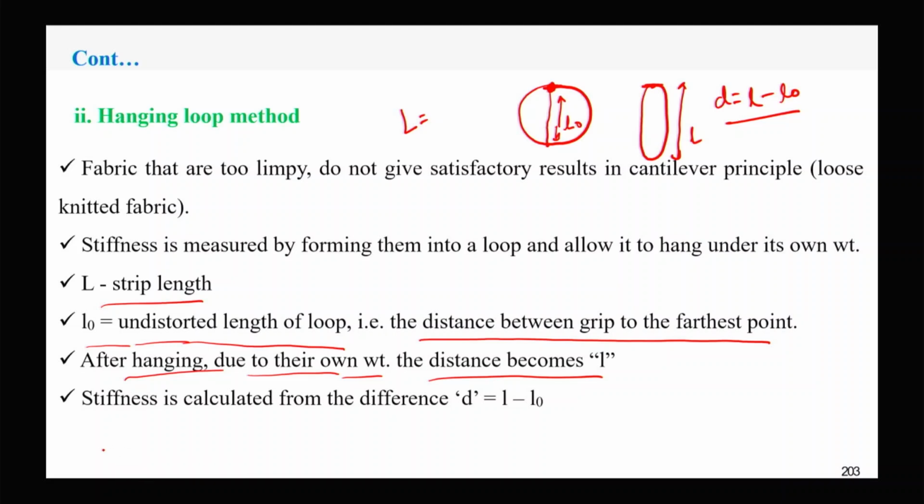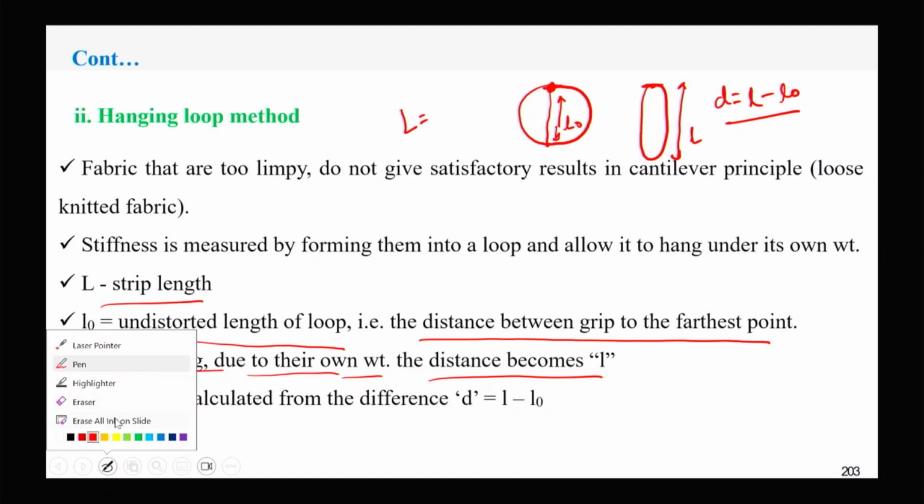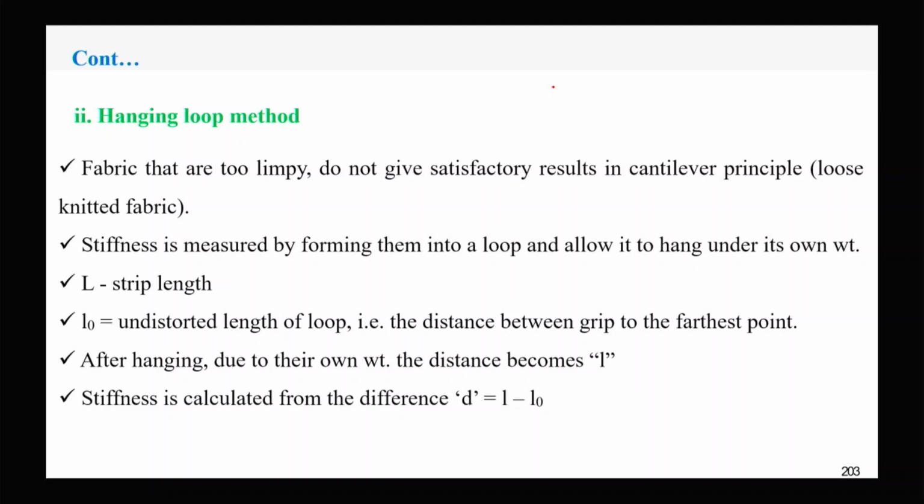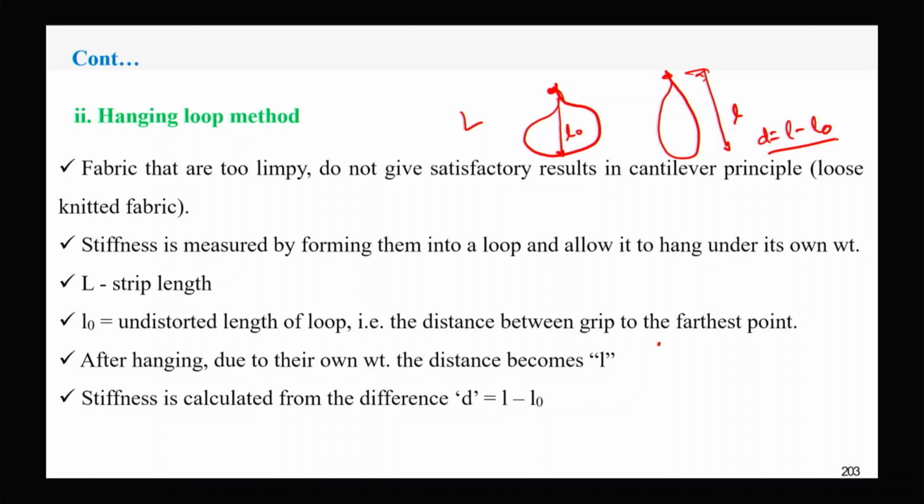Now we can change the formation. If the initial formation is in the form of a pear, this is the pear formation, this is the gripping point, and the undistorted distance is this point here. L0 is the undistorted distance and the total length is L, and as the material is flexible, this loop will become a distorted loop. So this distance becomes L. So here the deflection will again be L minus L0. This is called pear loop because the initial shape is like a pear.